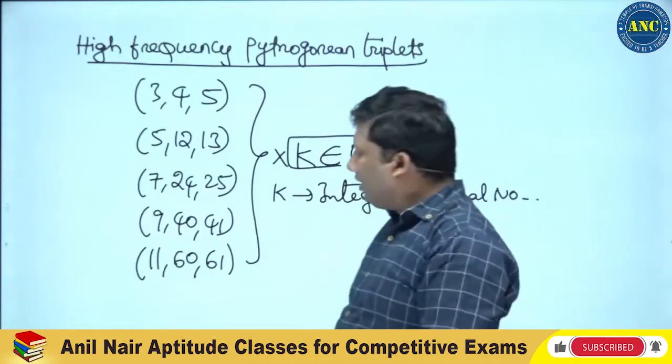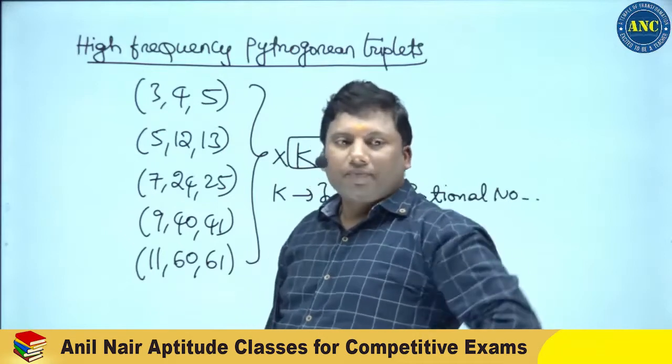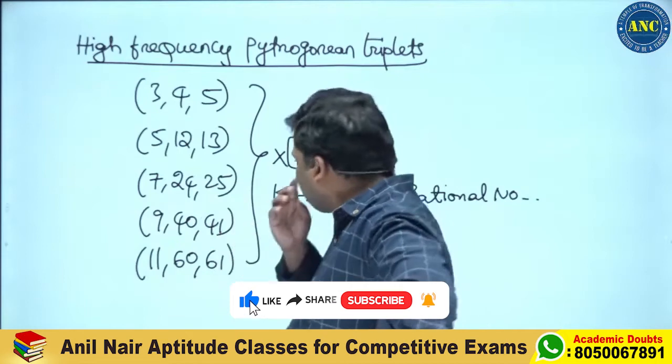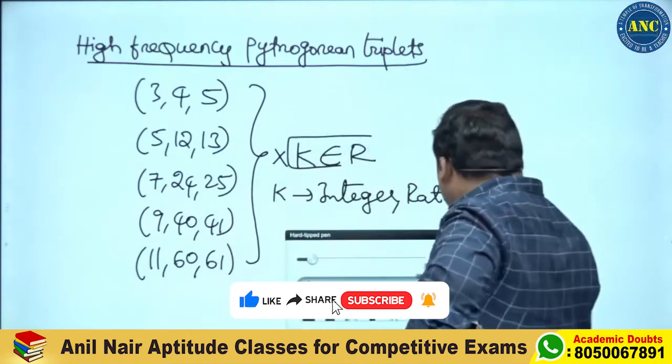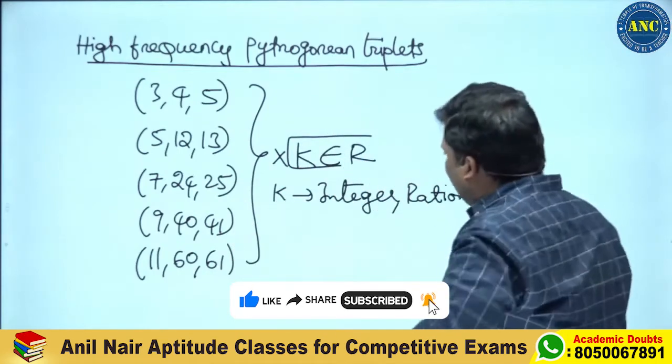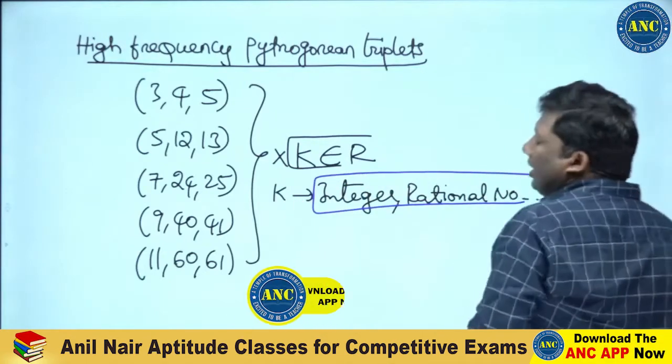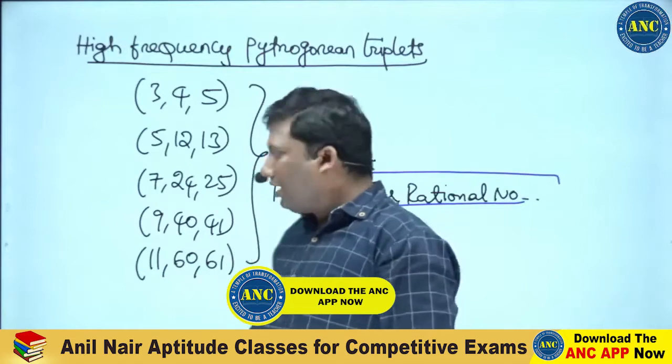3, 4, 5; 5, 12, 13; 7, 24, 25; 9, 40, 41; 11, 60, 61. Right? K is a real number. K can be an integer, K can be a rational number, K can be an irrational number, and so on and so forth.